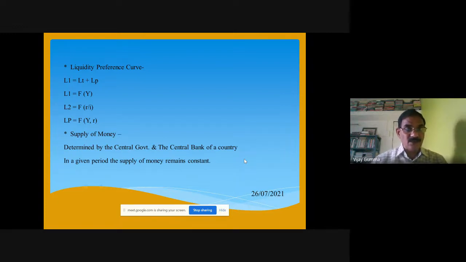L1, that is liquidity preference for transaction motive and precautionary motive, that is demand for money for transaction and precautionary motive, highly depends upon the size of income or level of income, and it is symbolically expressed as L1 is equal to function of Y. Y stands for size of income or level of income of the people, and F indicates the functional relationship between the liquidity preference for transaction and precautionary motive and the size of income or level of income of the people.